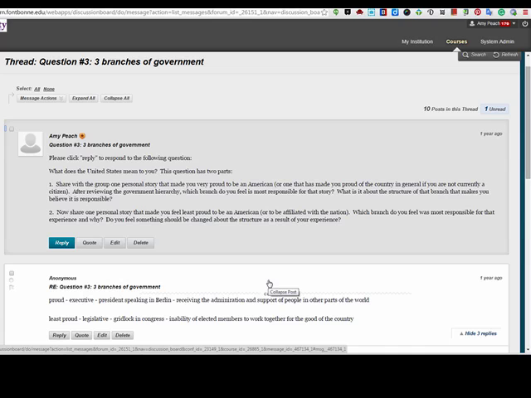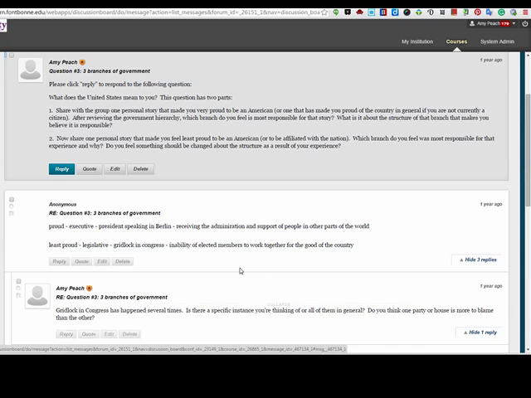And then the second one is share a story that made you least proud. And again, which branch do you feel is most responsible? And do you feel something should be changed about the structure as a result of your experience? This is highly, highly personal. So one of the things it does is it helps you to get to know your students a lot better. And I was really surprised at the responses that I got.